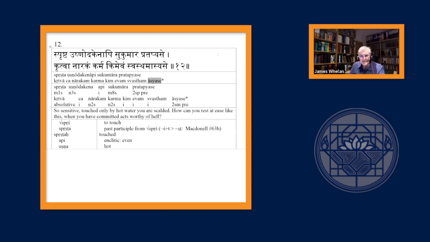Right. So asyase, this is a verb that can conjugate in various different ways, but one of them is the fourth conjugation, or fourth class, which adds a ya, and it's atmanepada, so a middle verb. So it's not asyase, but asyase, meaning you are sitting, or you sit. So kim asyase, how do you sit? Meaning, how can you possibly sit?